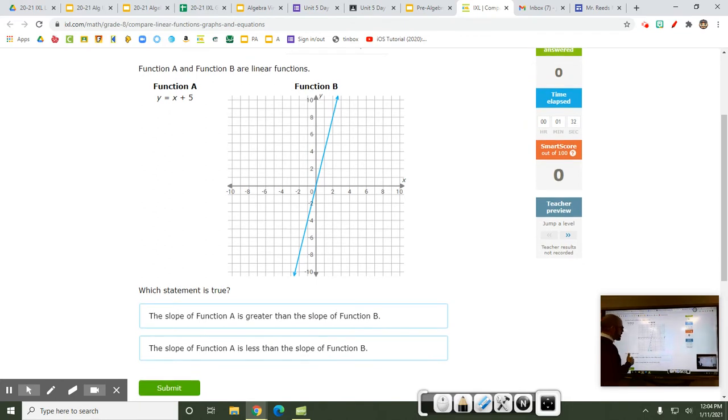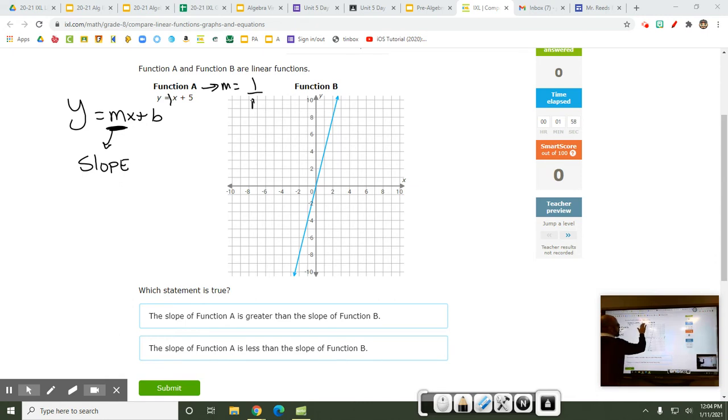The slope of function A is greater than the slope of function B, and the slope of function A is less than the slope of function B. So this is where that equation, slope-intercept form, comes in handy. Remember that number in front of x, that is your slope. All right, so for A, my slope is 1, because that's just that invisible 1 right there. It's just going to be 1 over 1.